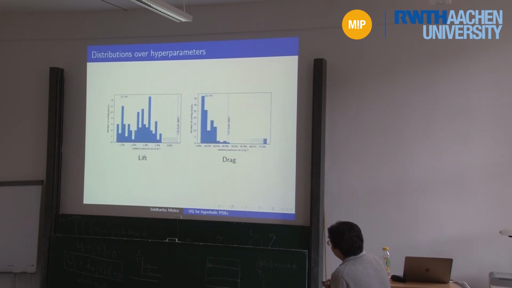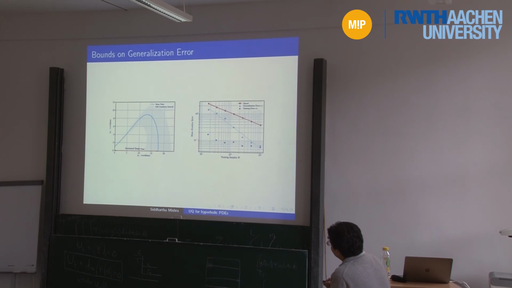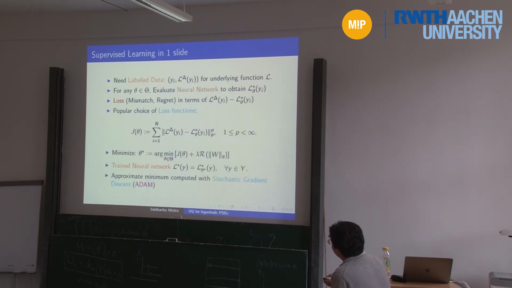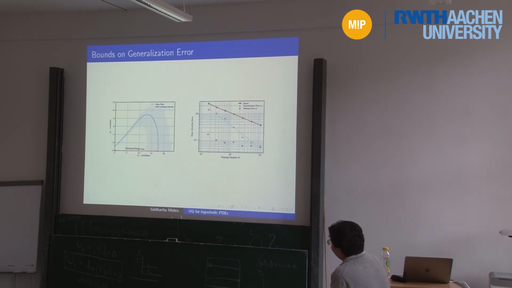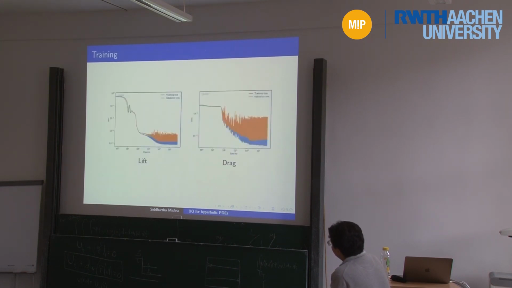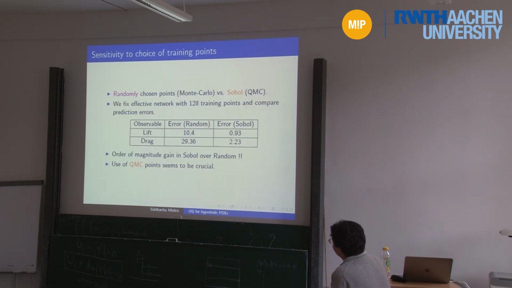So all the conditions in the theorem that I had, where is the theorem now? It's here somewhere, right? Yeah, oh no, here. So we have low generalization error with a few training samples and at a significantly low cost of evaluation. So these conditions are satisfied, so hopefully the UQ will look quite well. But as I said, the key was the choice of Sobol points, because if I did not choose Sobol points and if I chose random points, then you got at least a factor of 10 larger errors. So it really was, yes.